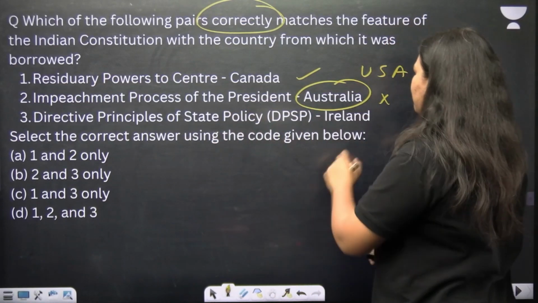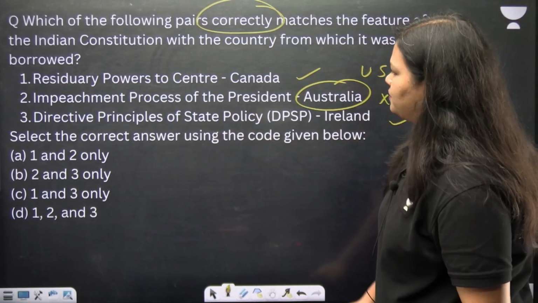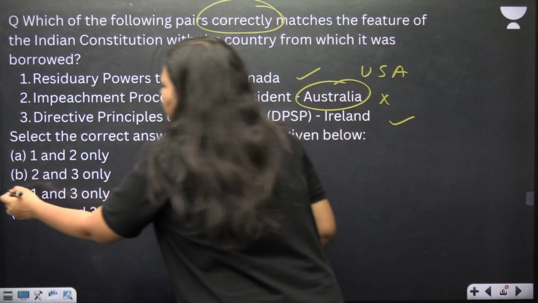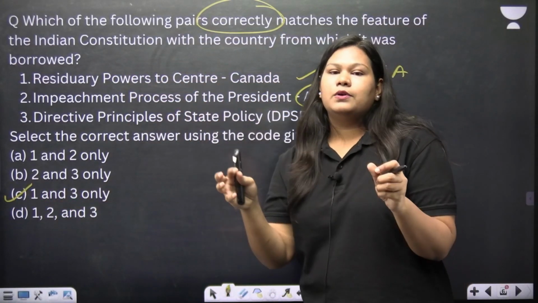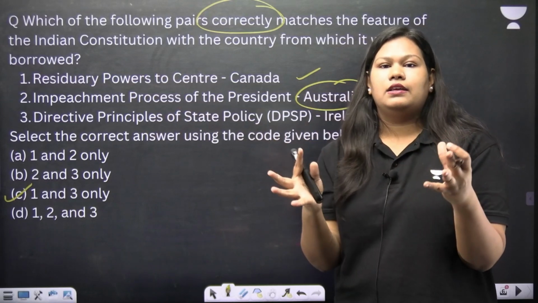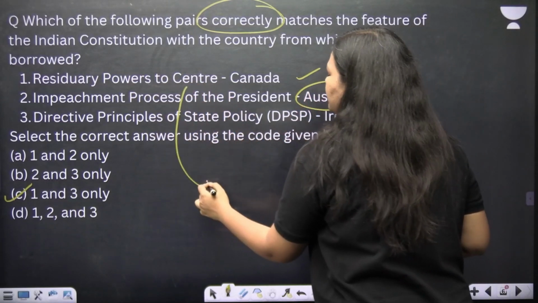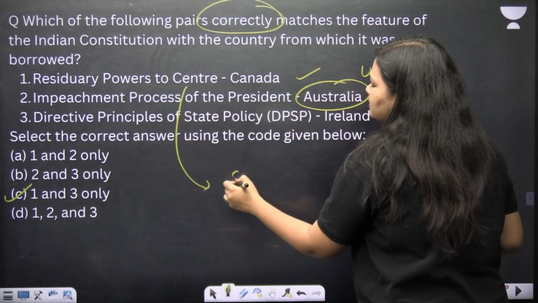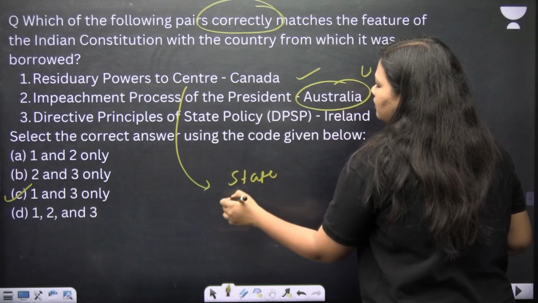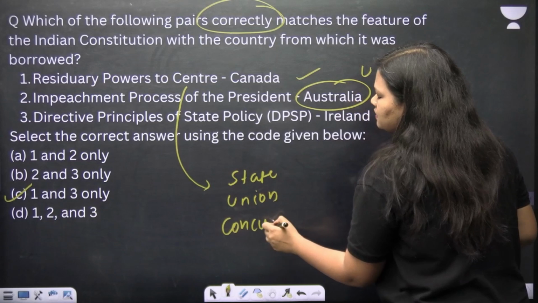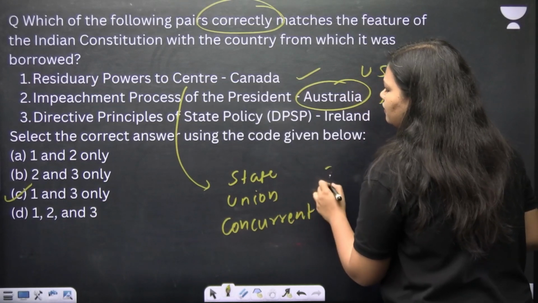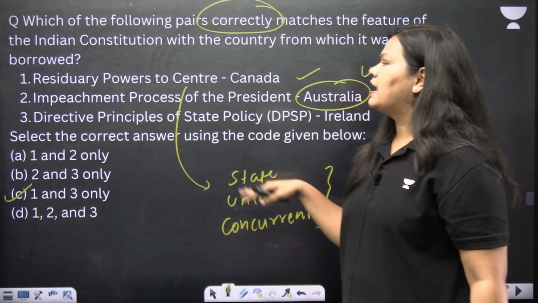DPSP is borrowed from Ireland. This is also correct. So the correct option will be option C, 1 and 3. Residuary power means the power which has not been mentioned anywhere. So in Schedule 7, there are 3 lists: state list, union list and concurrent list. And the subjects which are not mentioned in either of the 3 lists are being assigned to center.